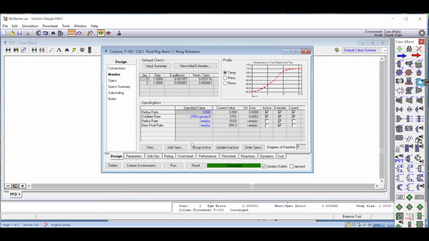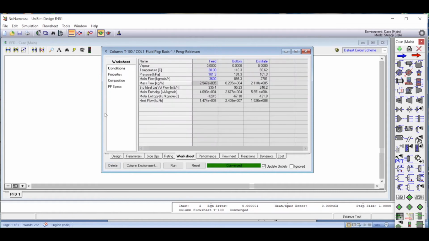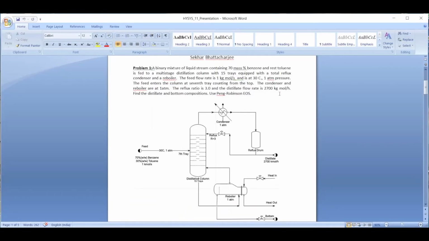And if you go to the worksheet, you can see that the inlet flow rate is of course 3600 kilomoles per hour, because remember it is 1 kilomole per second. So almost 900 would be coming out as the bottom and 2700 is the distillate, because that was the requirement. 2700 kilomoles per hour has to come out. So according to the problem statement, if it is 2700, this is going to be 900.